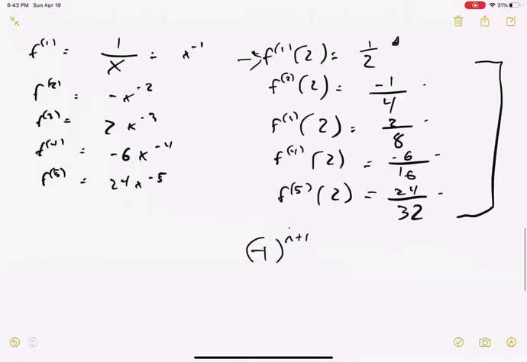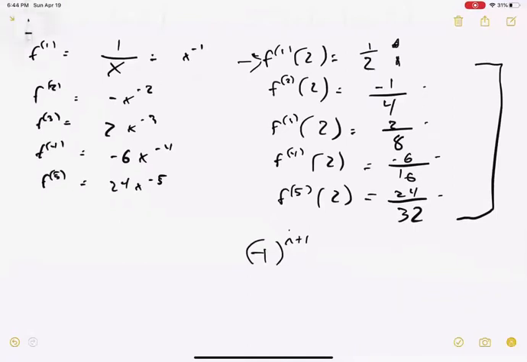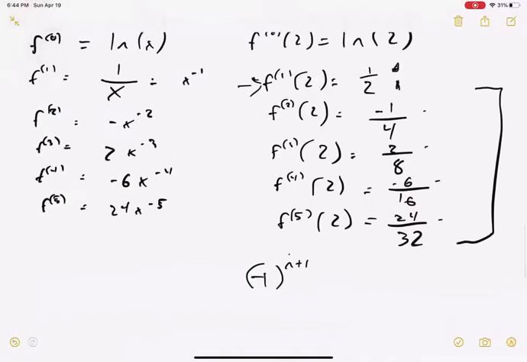And then what else is going on with the numerators? Forget about the positives and negatives, just look at the numerical part of it. We have 1, 1, 2, 6, 24. What does that remind you of? It's a factorial, right? This is 0 factorial, 1 factorial, 2 factorial, 3 factorial, 4 factorial. So at index 1, we have 0 factorial, so it should be n minus 1 factorial on top.